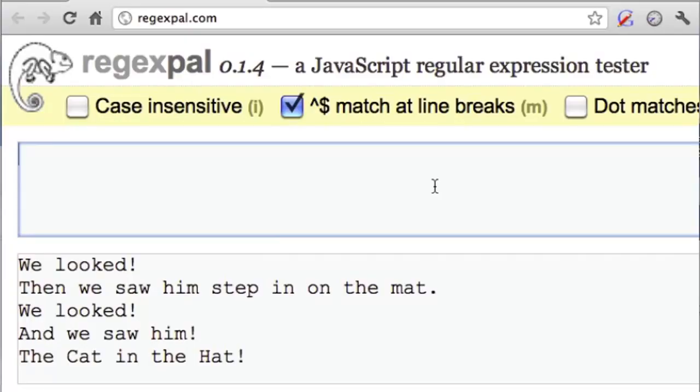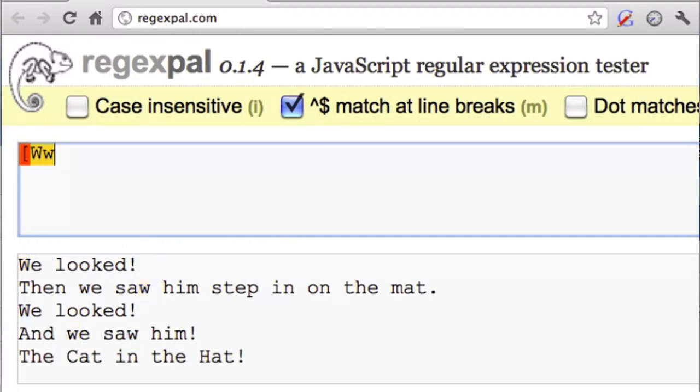So here's an example of regexpal, a little tool we're going to use for regular expression searching. And we have a little text here from Dr. Seuss. We looked, then we saw him step in on the mat. We looked and we saw him, the cat in the hat. And let's try our disjunctions. So we can have the capital W and a lowercase w, and that's going to match, as you can see, the capital W's and the lowercase w's just fine.